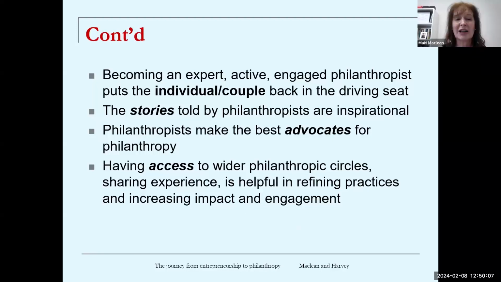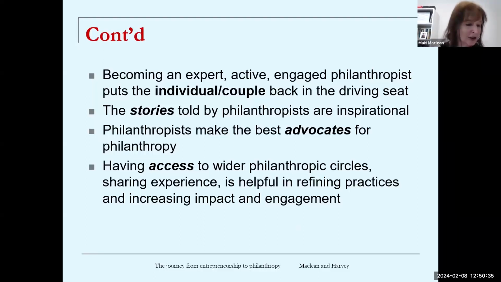But one of the things that really comes across from our research is the powerful stories told by philanthropists. They're inspirational, they're poignant, they're often moving. They're vehicles in their own right for inspiring further philanthropy. And because of their inspirational stories, philanthropists themselves are often the best advocates to encourage more giving and to encourage other potential philanthropists to get involved.